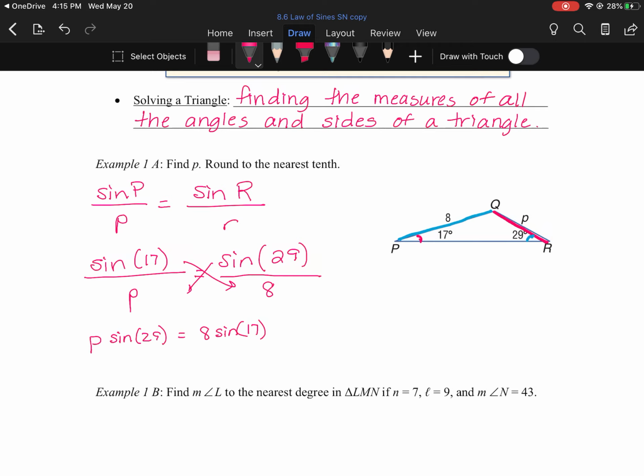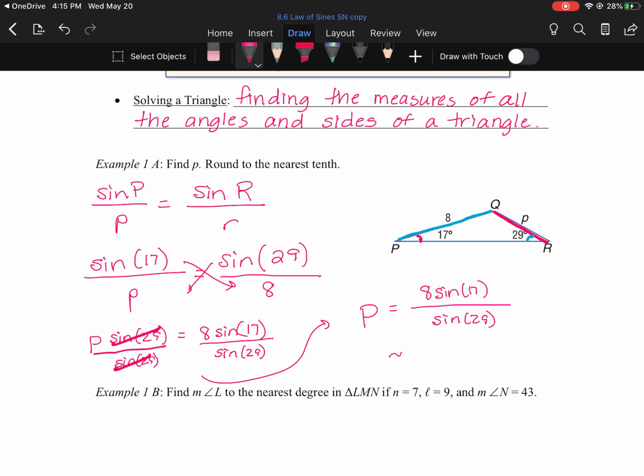You are more than welcome to go ahead and type the sine of 29 in your calculator, type 8 times the sine of 17 in your calculator, and convert those to decimals, but I prefer to wait until the very last step. So I'm going to divide both sides by the sine of 29, because remember, that's just a number. Don't let it worry you or confuse you. So we end up getting that p is equal to 8 times the sine of 17 divided by the sine of 29, which if you type that all in the calculator, you should get approximately 4.8.